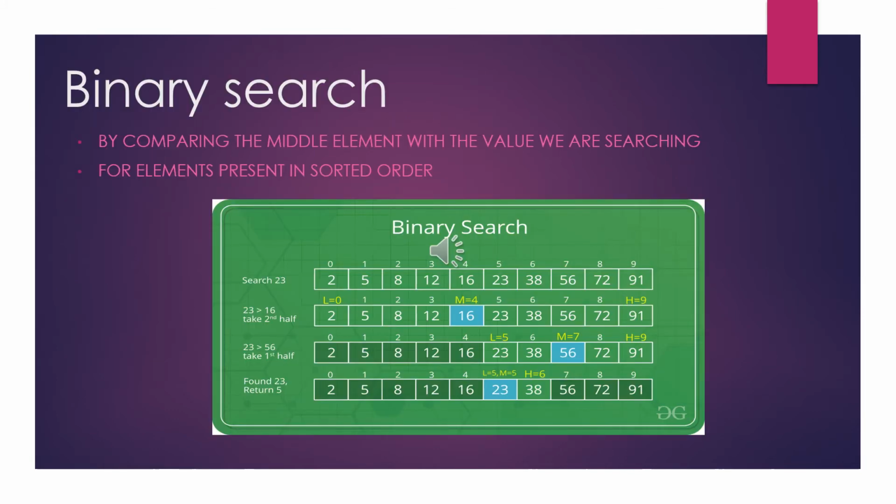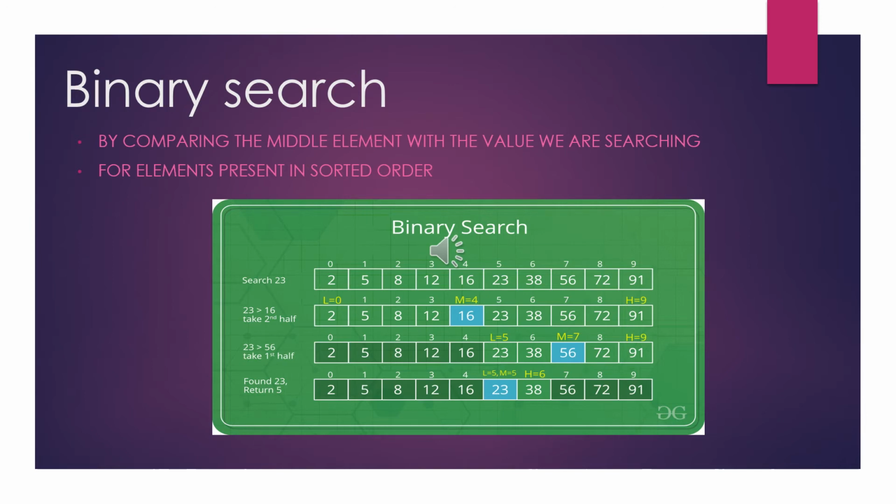The next popular searching algorithm is binary search. Here, first of all, there is a prerequisite, that is the elements must be present in sorted order, either ascending order or descending order. Only then can we apply binary search. Whereas in the case of linear search, the elements could be present randomly. That was not a problem.